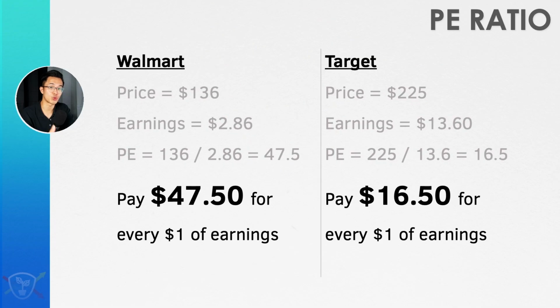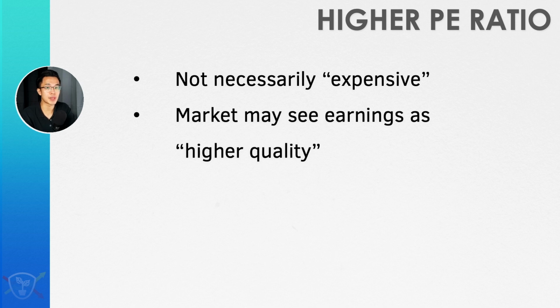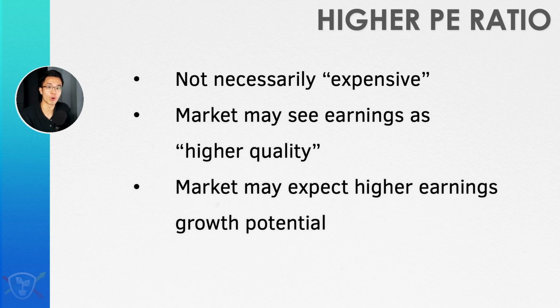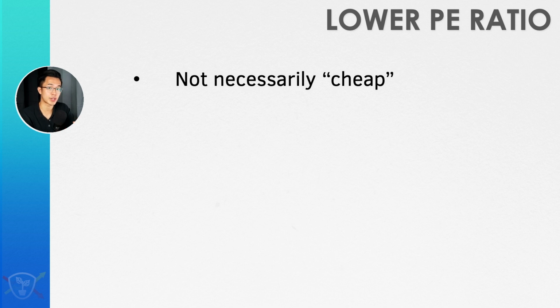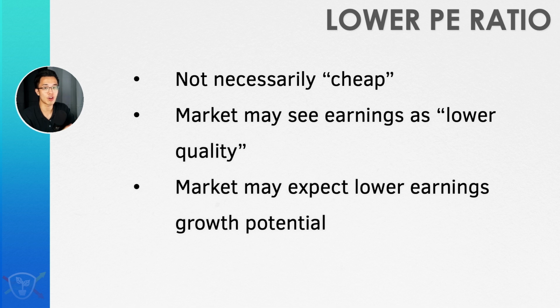So if we go back to our two companies, Walmart and Target, they are in the same sector, the same line of business. There is a reason why the market is willing to pay 3 times more for Walmart earnings compared to what it's willing to pay for Target's earnings. It could be because the market believes that Walmart's earnings are maybe of higher quality and perhaps have more potential to grow exponentially in the future. And Target has a lower PE ratio. It could be because the market thinks the quality of its earnings or its growth potential are not as good compared to Walmart.